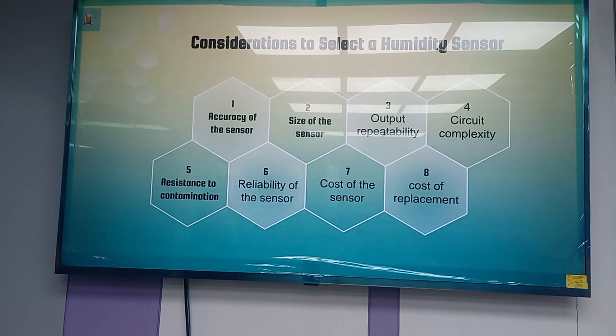So, what actually does output repeatability mean for a humidity sensor? Actually, output repeatability means if we use this more and more, how does the output change? Let me answer in Bangla.